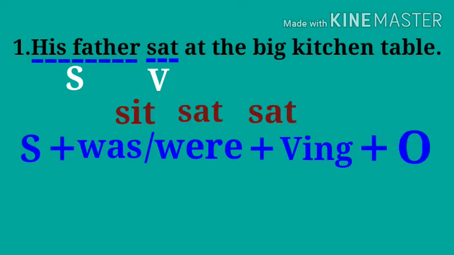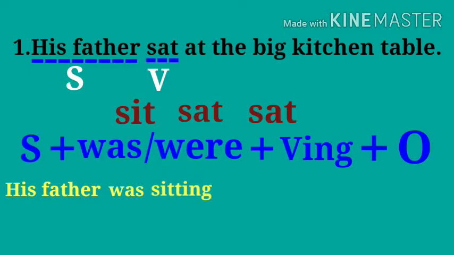So, see, first of all, write down the subject. What is the subject? His father. And then was or were. His father is a singular subject, so we have to use was. Then ing form of the verb sat. What is the verb? Sat. And what is the ing form? Sitting. So what is the sentence? What is the answer? His father was sitting at the big kitchen table.